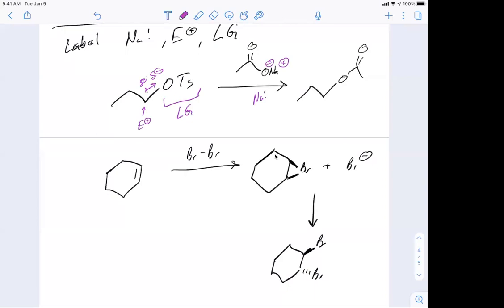And again, it'd only be a good leaving group if it's stable once it's left. I didn't show the tosylate over here, but I could have. Usually you're always only focusing on the products. So in this one, our labels are nucleophile, electrophile, leaving group. There's no second reaction, so that's all I needed to label.